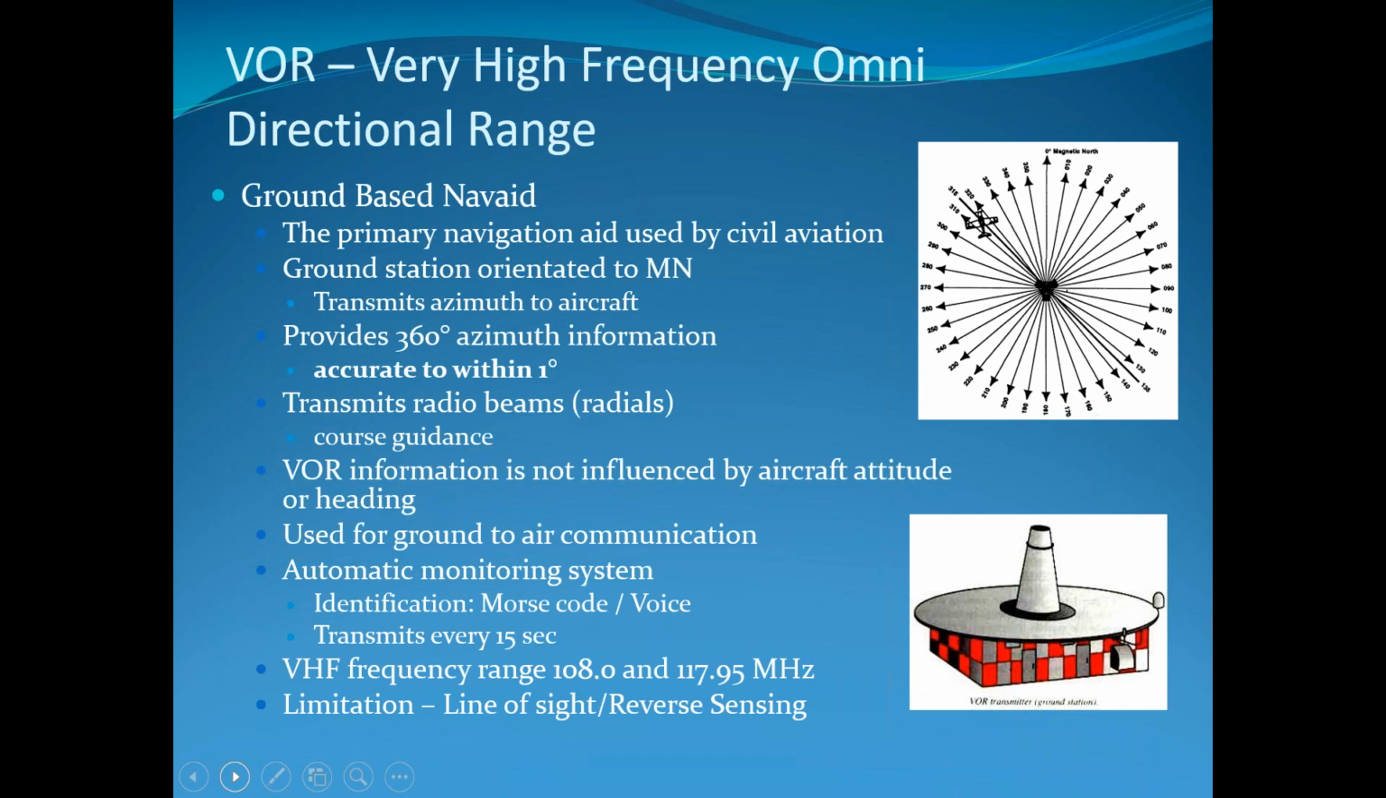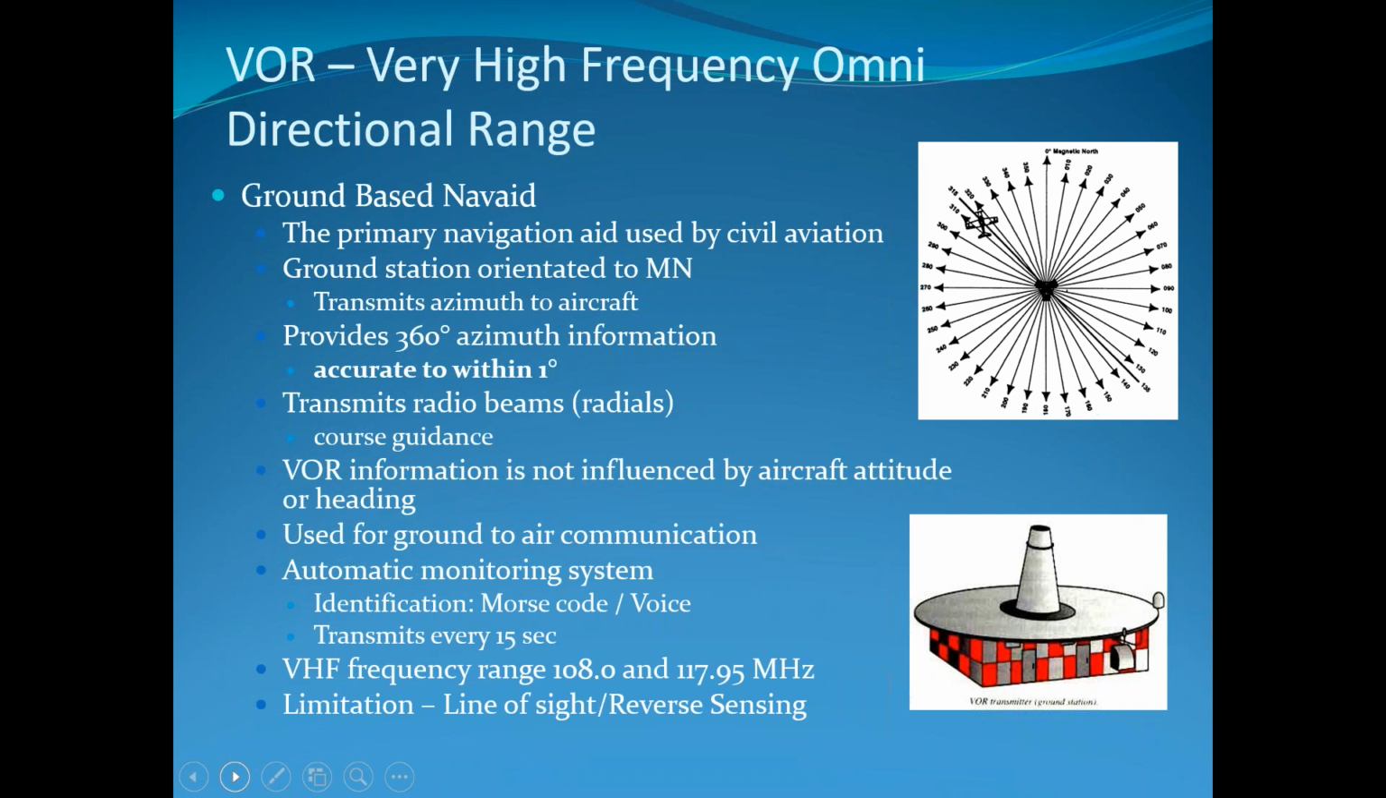They're aligned to magnetic north. So when they're sending out those radials, those beacon radio waves out on each of those radials, all those radials that you're picking up in the airplane are aligned with magnetic north. So the variance is already accounted for. It provides 360-degree azimuth information accurate to within 1 degree. It transmits radio beams, which are the radials. It gives you course guidance. VOR information is not influenced by aircraft attitude or heading.